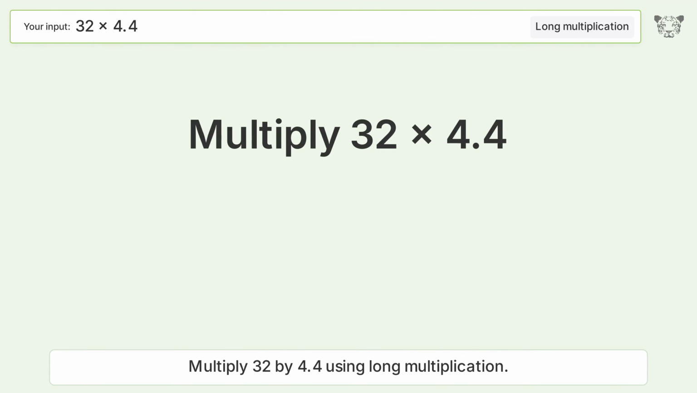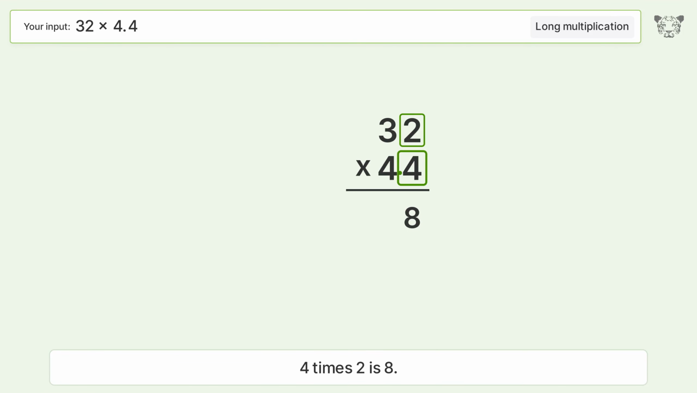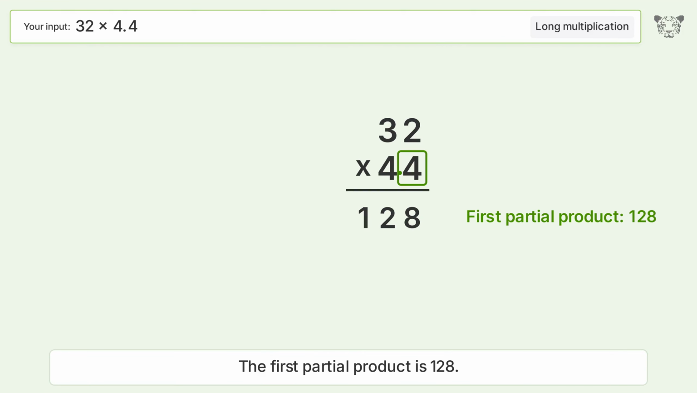Multiply 32 by 4.4 using long multiplication. For now, ignore the decimal points. Start with the rightmost digit of the bottom factor, 4. 4 times 2 is 8. 4 times 3 is 12. The first partial product is 128.